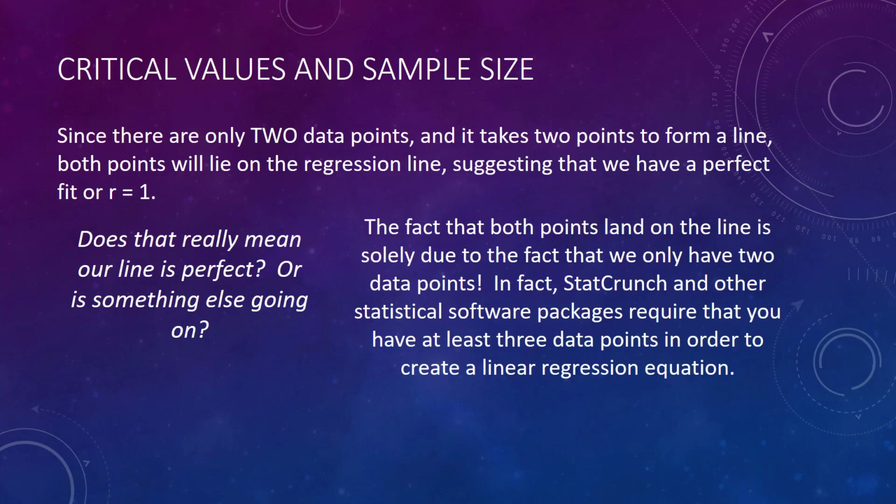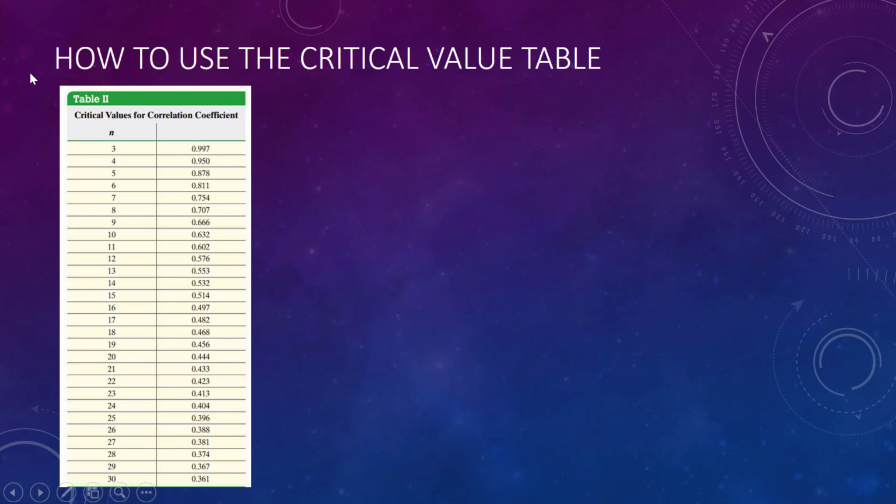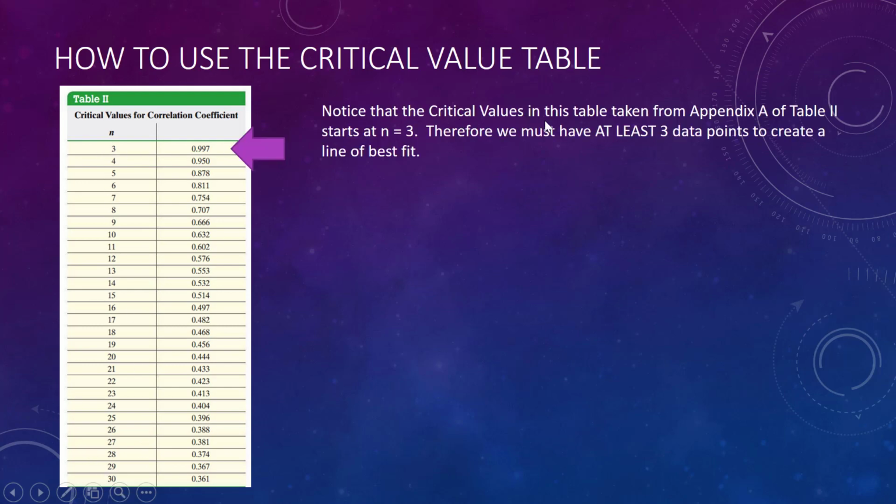The fact that both points land on the line is solely due to the fact that we only have 2 data points. In fact, StatCrunch and other statistical software packages will require that you have at least three data points in order to create a linear regression equation. Here is a table of critical values that is dependent, as you can see, on our sample size n. Notice that the critical values in this table, which is taken from Appendix A of Table 2 of your textbook, start at n equals 3. Therefore, we have to have at least 3 data points in order to create a line of best fit.